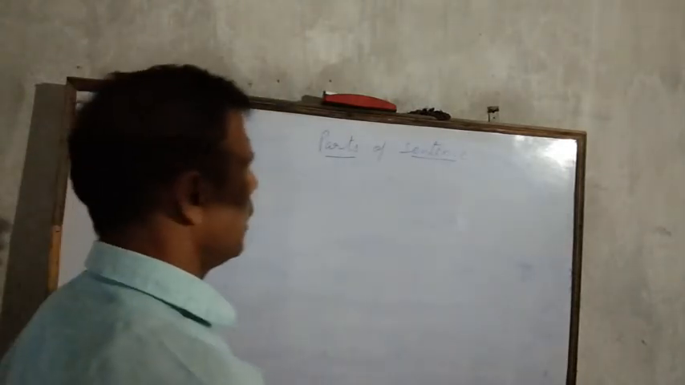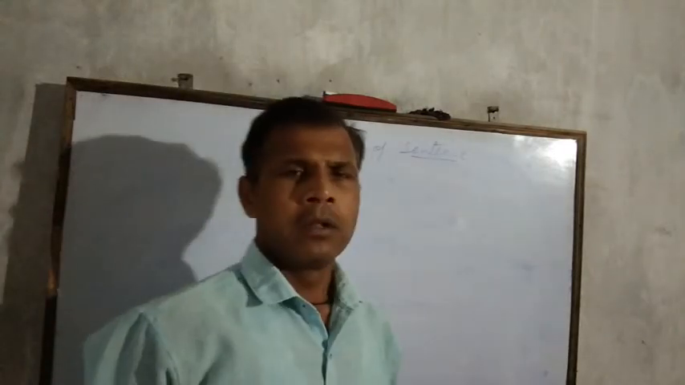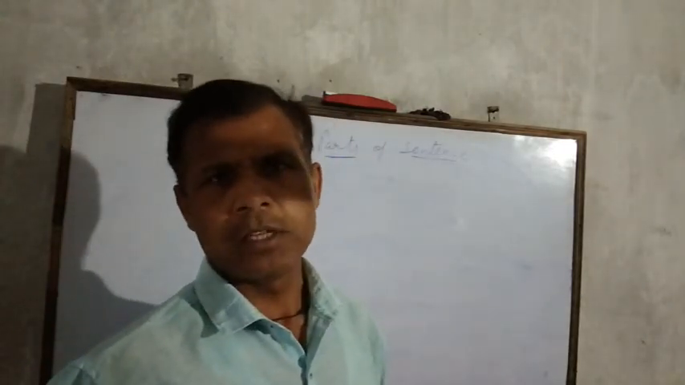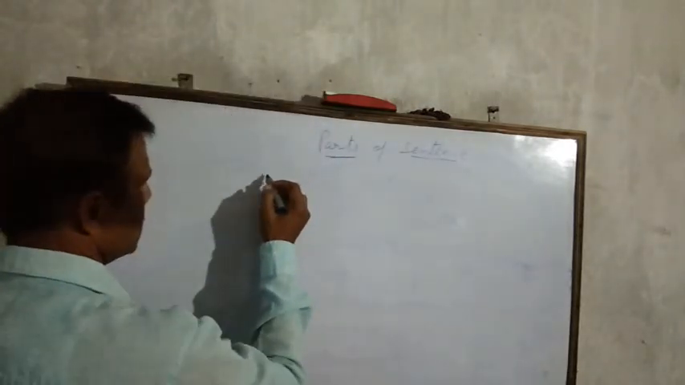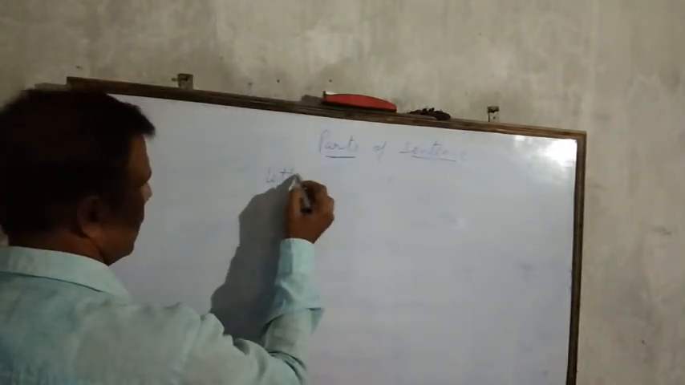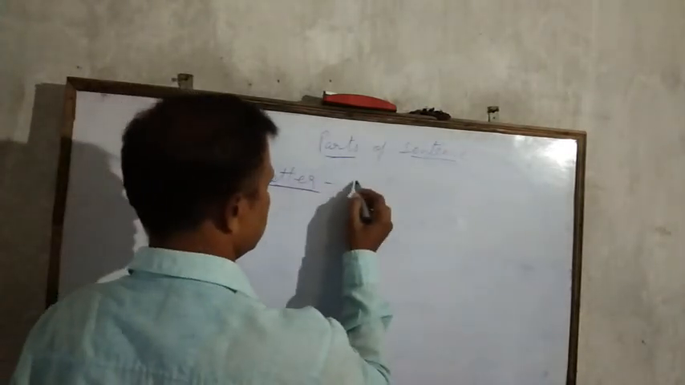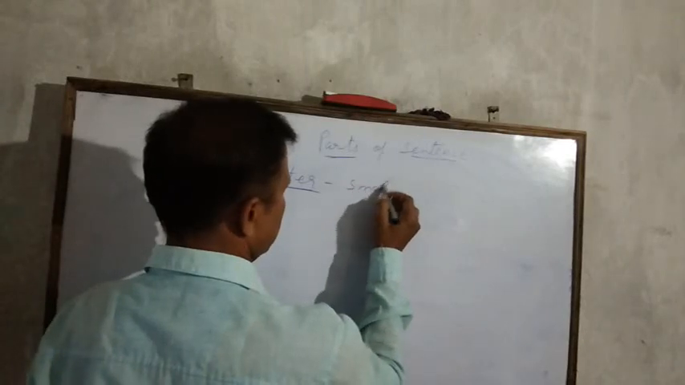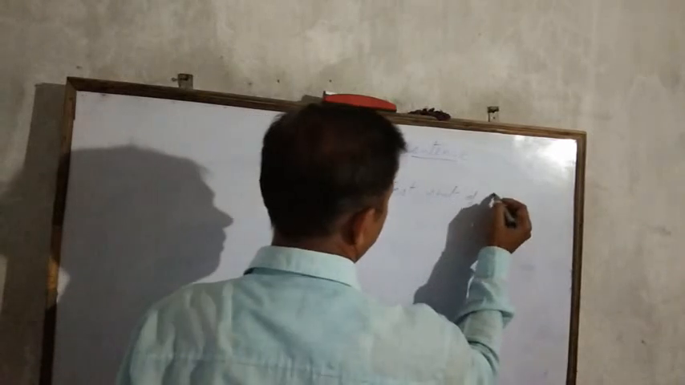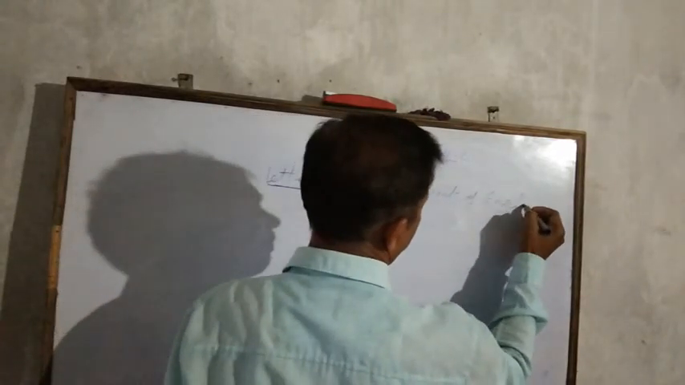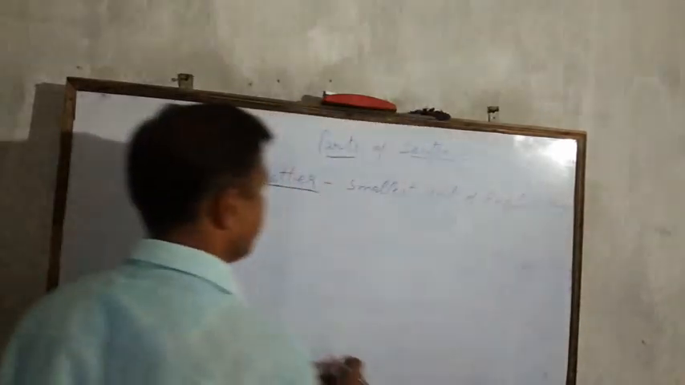First of all, you know that the smallest unit of English language is a letter. Letter is the smallest unit of English language.